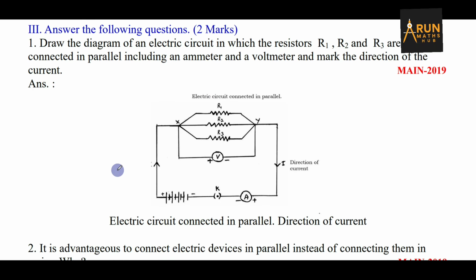Draw the diagram of an electric circuit in which resistors R1, R2 and R3 are connected in parallel, including an ammeter and voltmeter. Mark the direction of current. See, R1, R2 and R3 are connected in parallel. The end points are connected to a voltmeter, and in series we have an ammeter, and this is the direction of flow of current, and we have a cell.